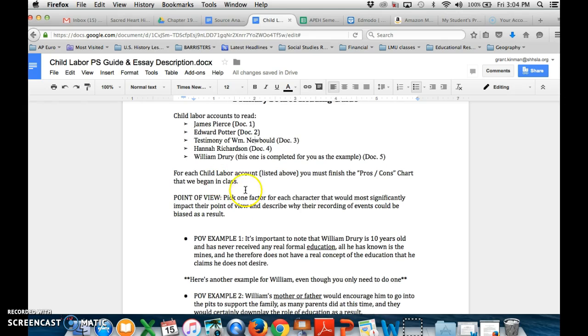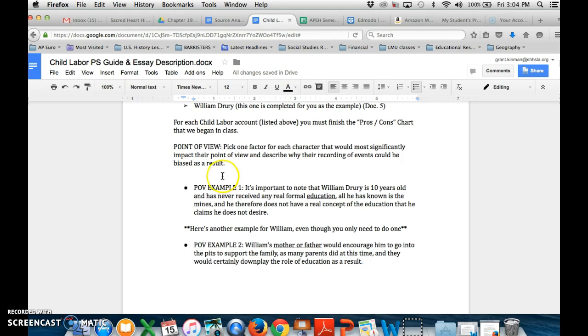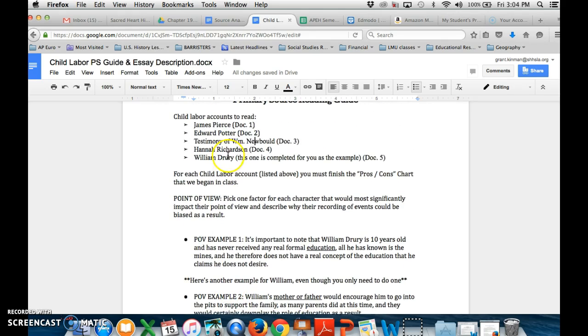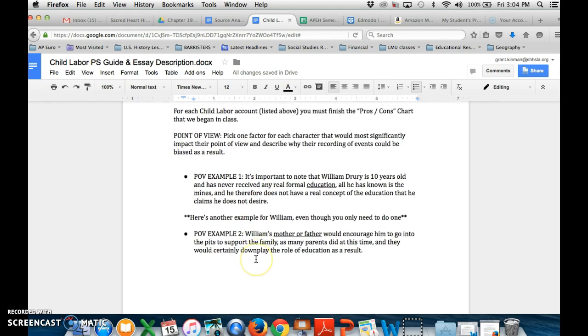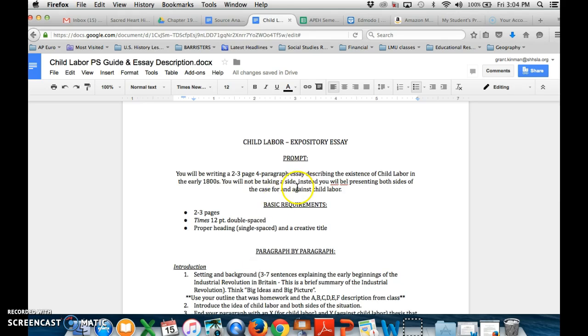And let's go through. So first thing you're going to do, you're going to finish your pros and cons chart for the 5 characters. Okay? And that chart should include your point of view. Here's a couple of point of view examples. These are for William Drury. The last one, you can use them if you want. Alright, here's the actual essay.